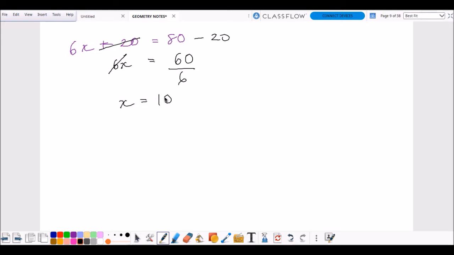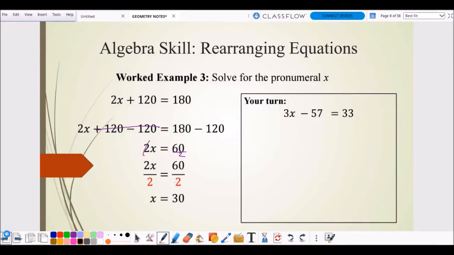Okay, so let's go back here, solve this one for me. See if you can do that one. Solve that one for us. So get rid of that minus 57 first, and then do the 3 after for these questions. So it's a minus 57, and you move it to the other side, it becomes something else.